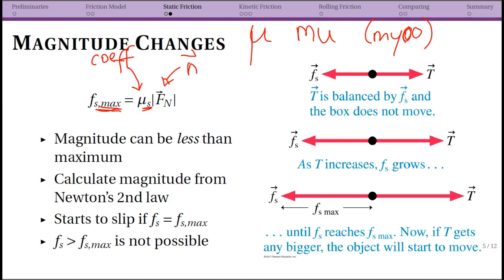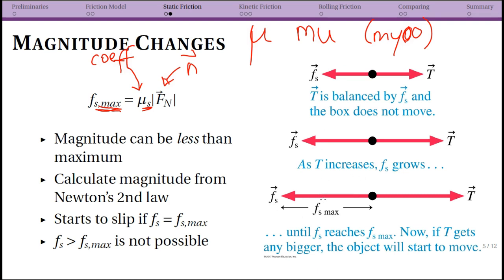The magnitude can be less than the maximum. And this should make sense, right? Like when you're on the expressway and there's a sign that says the maximum speed is 55 miles per hour, you're still allowed to drive 50 or 51 or 52. It's just a maximum value. And so same with static friction, this is the calculation for the maximum. So we can actually use Newton's second law and free body diagrams, as I said in the previous slide. So for instance, as tension is increasing, our friction force is also increasing until it reaches the maximum value.